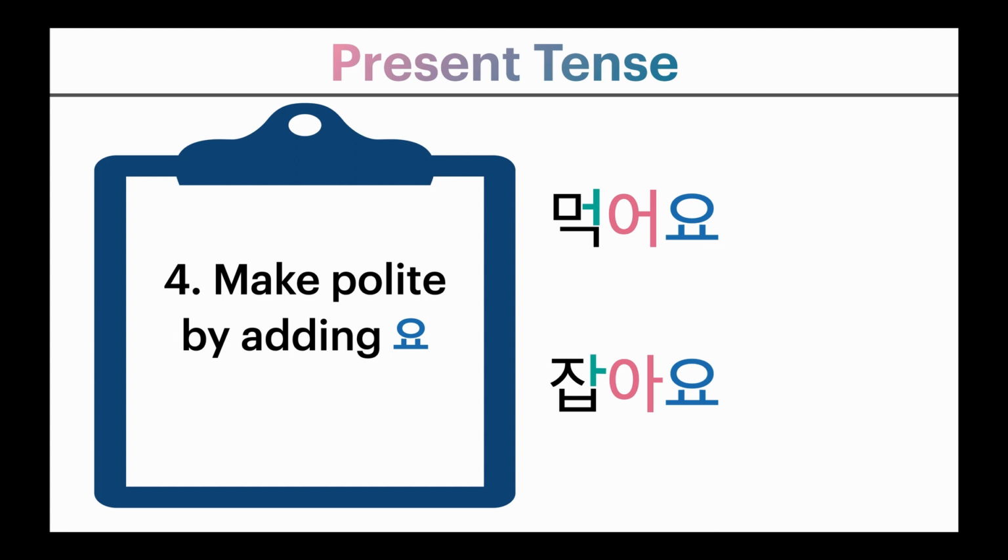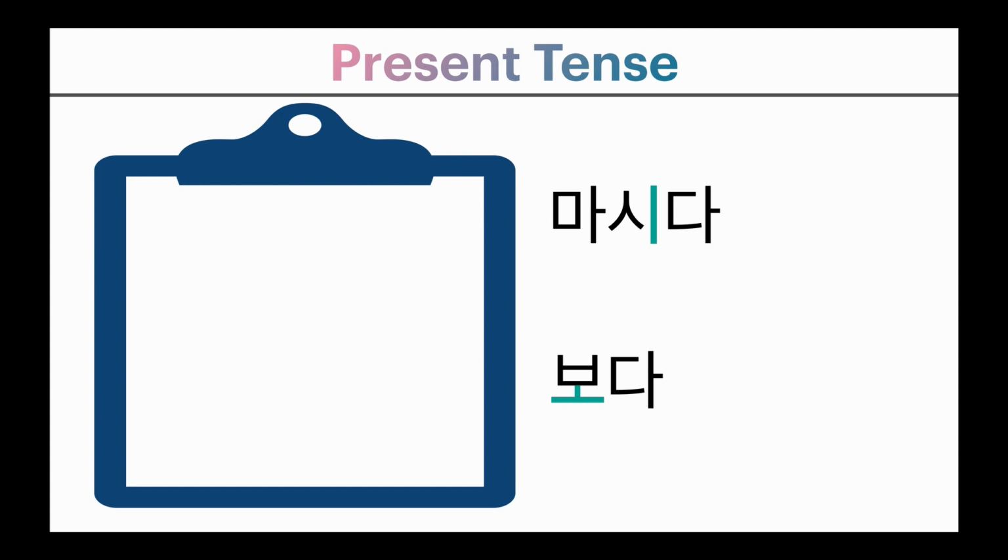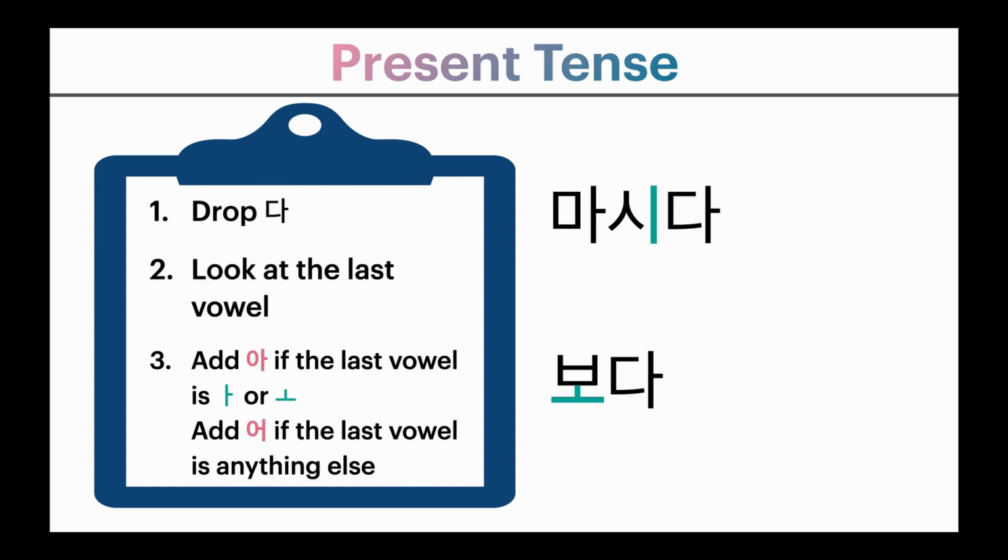Now this is fairly straightforward when the verbs follow the rules perfectly like this. The hard part comes when you get a verb that ends in a vowel after you've dropped 다 and may or may not merge before adding 요. For example, 마시다 and 보다. Following the same rules we just did, drop 다, look at the last vowel, and then add either 아 or 어. These are perfectly fine as they are like this, but when speaking they tend to merge into 마셔 and 봐. And then again, you will make polite by adding 요.